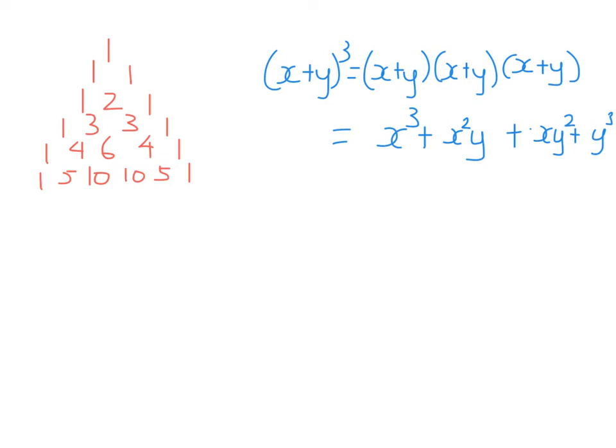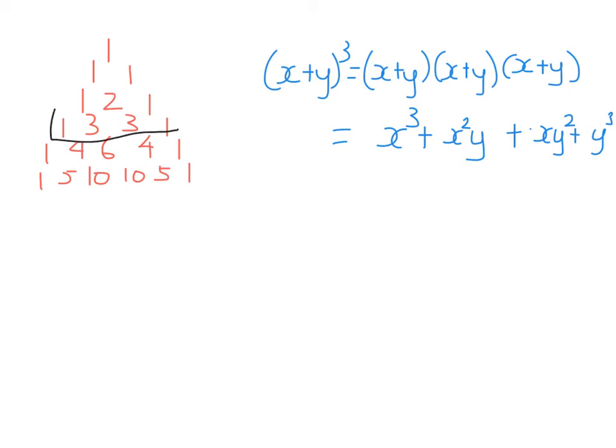So what does this possibly have to do with combinations and Pascal's triangle? It turns out that the coefficients of each of these terms can be quickly determined from Pascal's triangle. Because this is a degree 3 expansion, I go to row 3 of Pascal's triangle. These numbers here tell me the coefficients. So it's important that you do them in order.